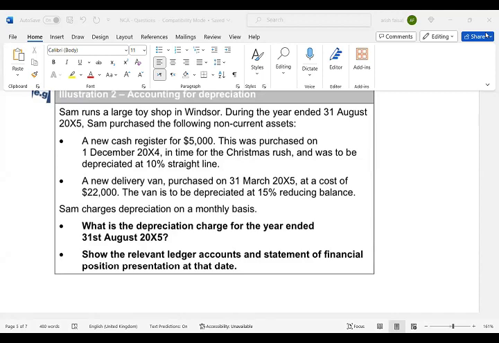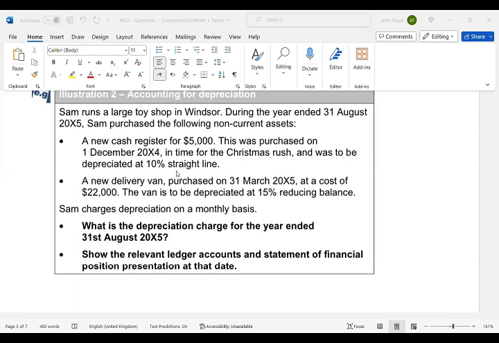Now, in this question, it says that Sam runs a large toy shop in Windsor during the year ended 31st August 2015. So that's your year end over here. Sam purchased the following non-current assets. So these assets have been purchased during the current year. A new cash register for 5,000. This was purchased on 1st December 2014 in time for a Christmas rush and was to be depreciated at 10% straight line. So you have a new cash register which you purchased for 5,000 on 1st December 2014.